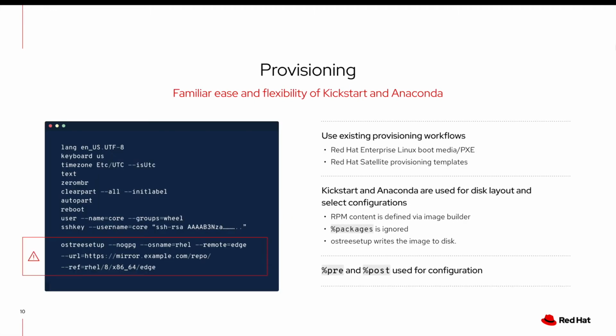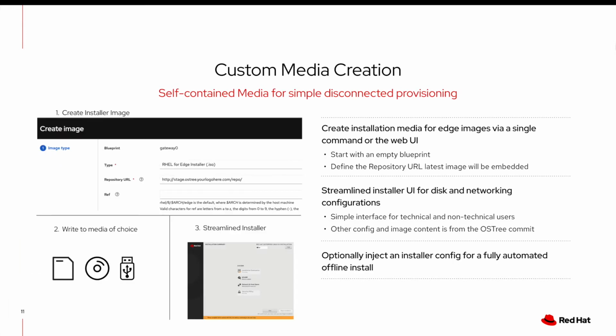Provisioning a Red Hat Enterprise Linux for Edge image uses the familiar Kickstart technology that has been leveraged for many years by system administrators to deploy RHEL. Outside of the customization options that are provided by Image Builder blueprints, Kickstart provides an opportunity to further configure systems pre- and post-install. With the release of Red Hat Enterprise Linux 8.4, Image Builder can generate RHEL for Edge installation media for situations where Kickstart is not the desired approach. Installer configuration can be embedded into the installation media for automated offline installs.